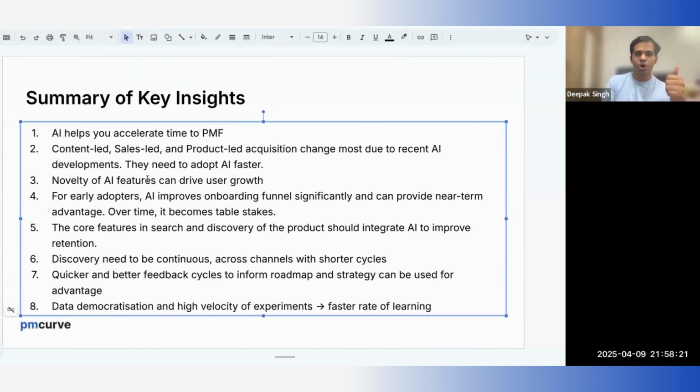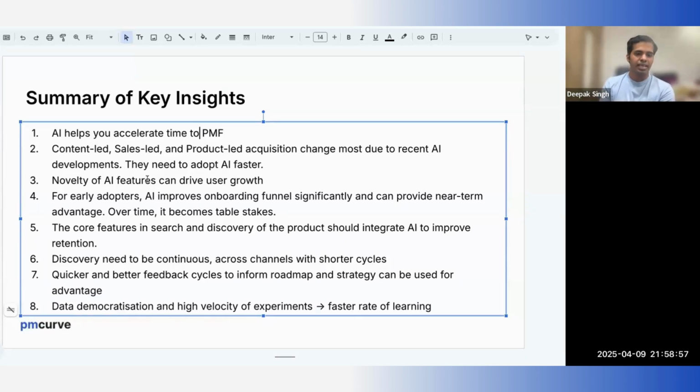AI impacts content-led, sales-led, and product-led acquisition channels. So if these are one of the key channels for your product today, you need to adopt AI faster. Third, novelty of AI features can actually be used as a growth lever. Fourth, for early adopters of AI in onboarding, your onboarding funnel can improve significantly, and it can be a good advantage. But over time, you should be aware that it will be table stakes, which means that your funnel could drop down again.